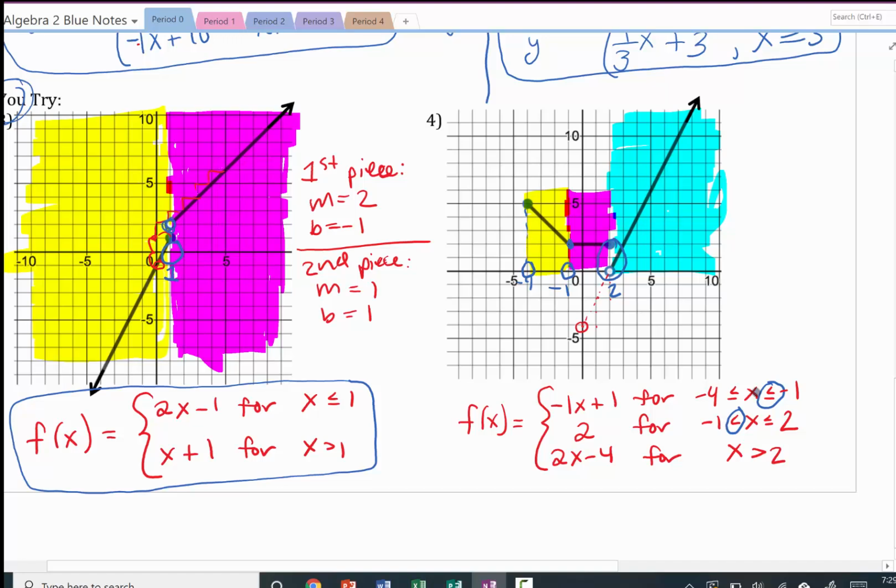But the equation for that middle piece was just the constant value of 2, because the y value is just 2 for all of these x's in here, it just stayed constant at the y value of 2. So it's just y equals 2.